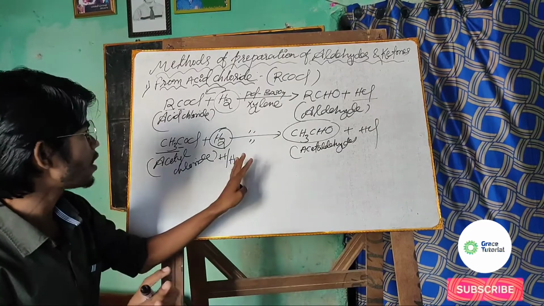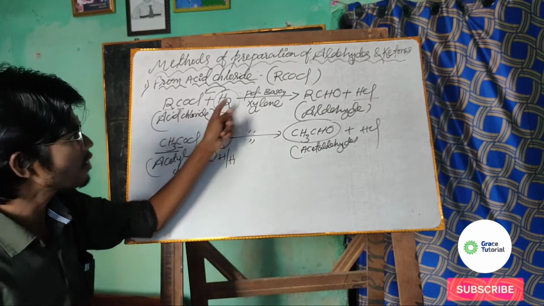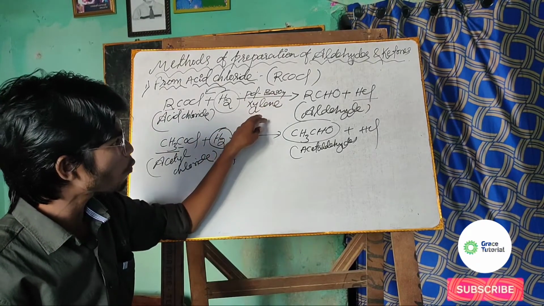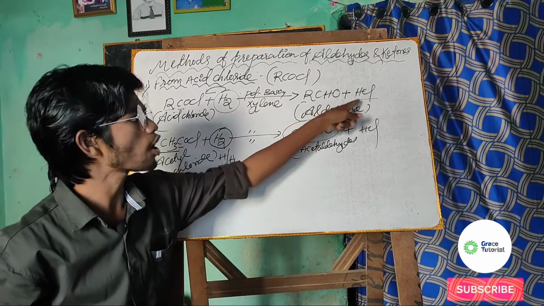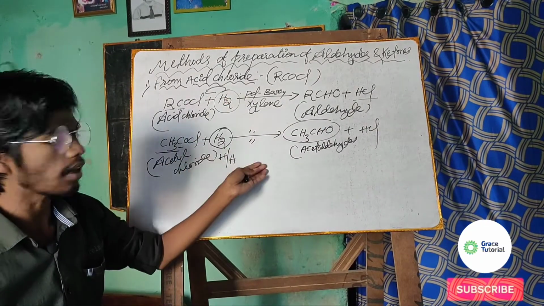Once again, I just want to highlight the point. When hydrogen gas is passed through acid chloride in the presence of palladium barium sulfate or boiling xylene, then aldehyde results along with the liberation of hydrogen chloride. So the specific example of this one is given.